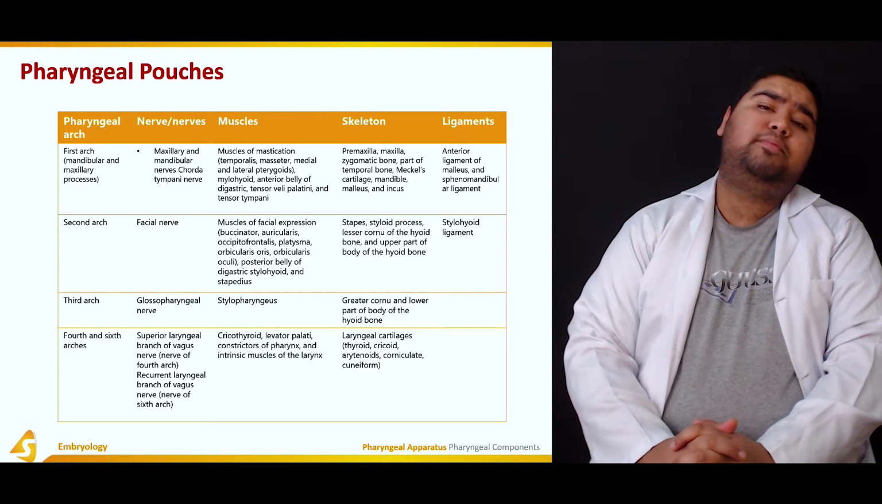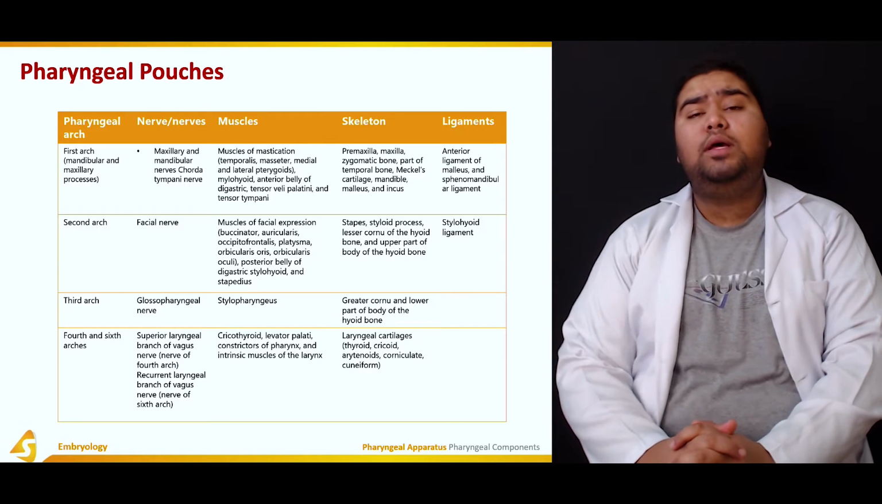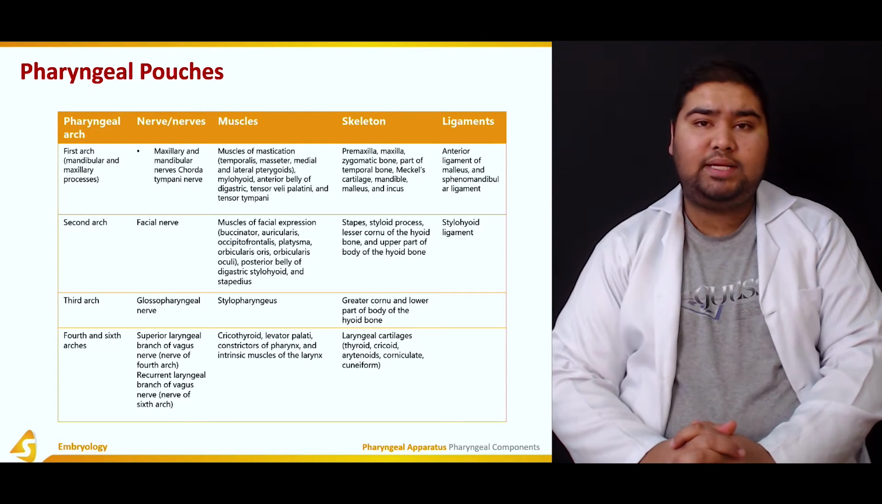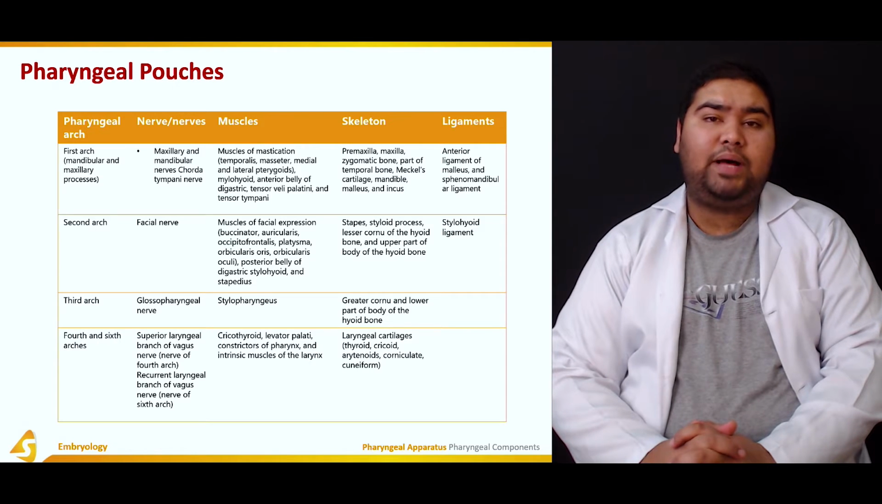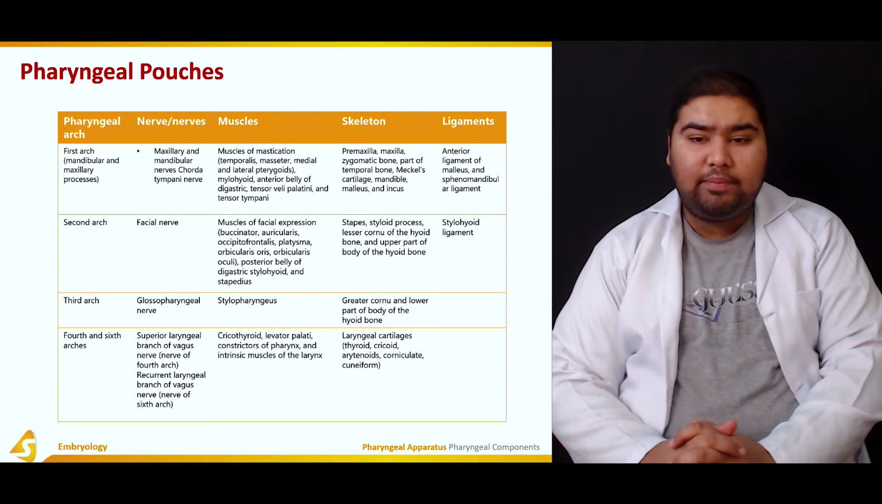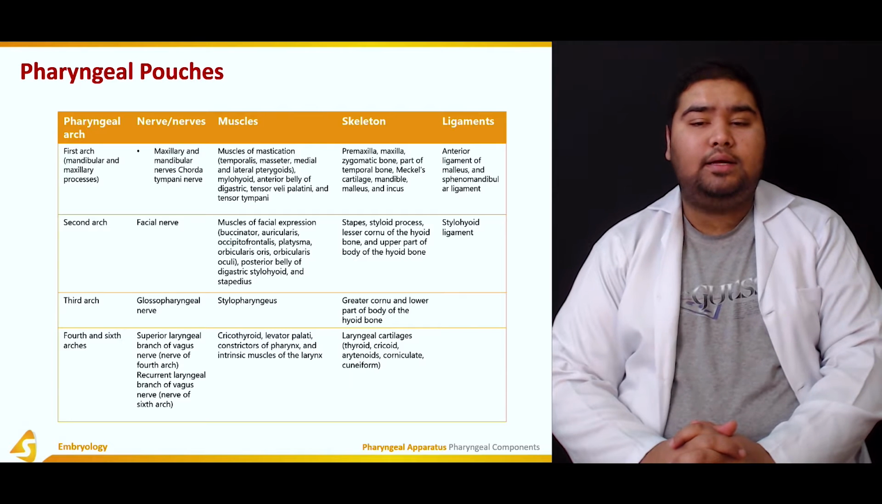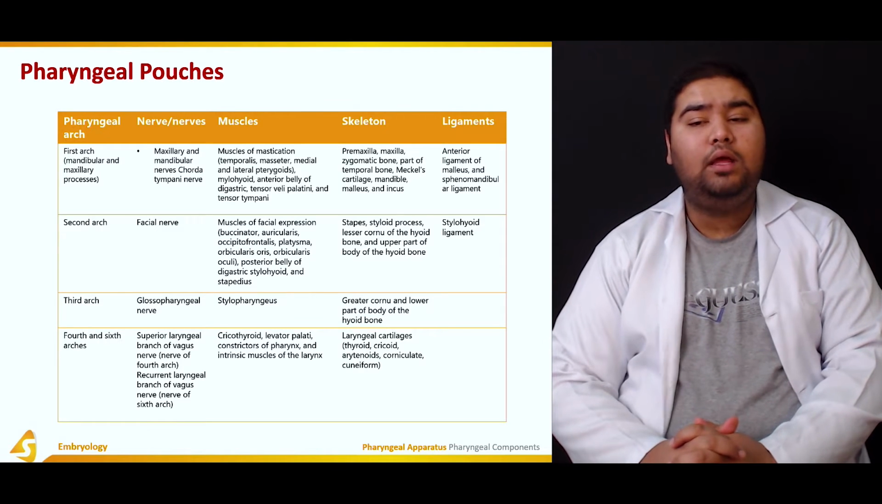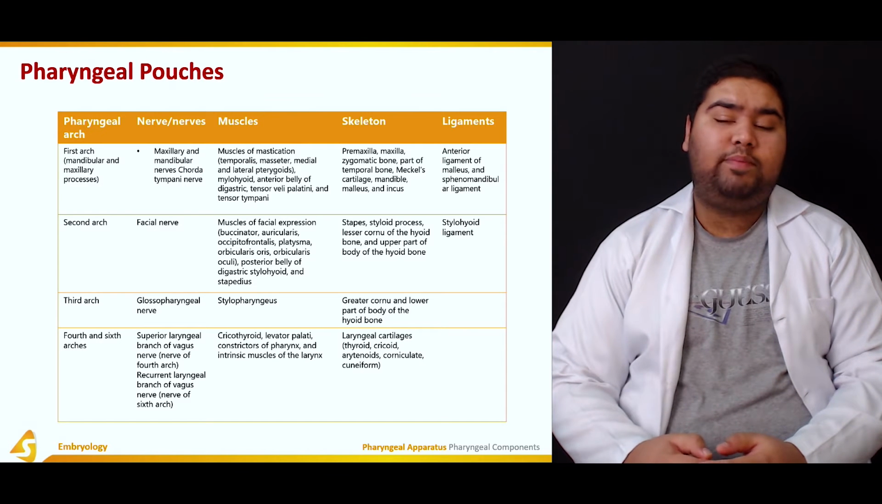So it gives rise to the muscles of mastication, which include the temporalis muscle, the masseter muscle, the medial and the lateral pterygoids. Then we have the mylohyoid, the anterior belly of digastric, the tensor veli palatini and tensor tympani. These are the muscles that are given off by this arch.